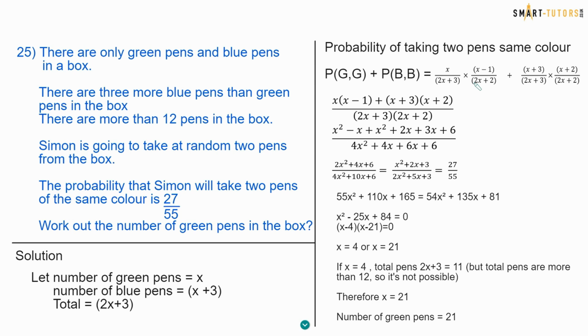And quadratic factorization, put them into two brackets, x minus 4, x minus 21 equals 0. So two answers are possible, x equals 4 or x equals 21. If x equals 4, the total pens is 2x plus 3, which is 4 times 2 is 8, 8 plus 3 is 11. But total pens are more than 12, it's given in the question. So having x equals 4 is not the correct answer. Therefore x equals 21. The number of green pens is 21, which is the correct answer.